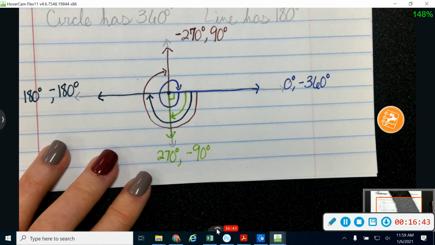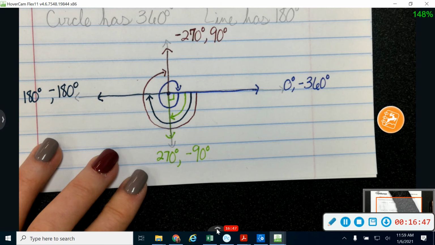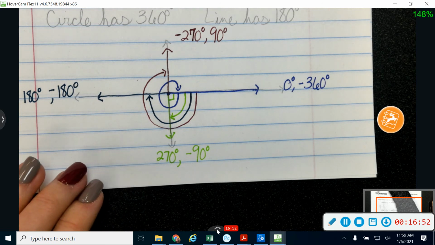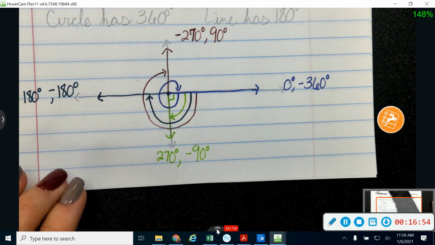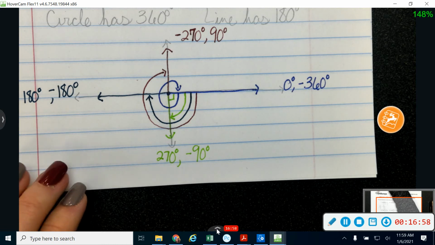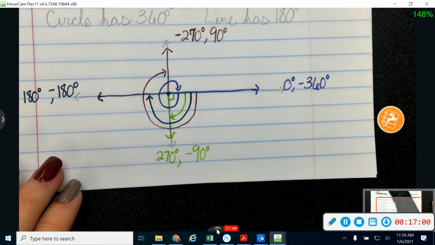Okay, and we can keep going. If I went around twice, I could call it negative 720. If I went around 3 times, I could call it negative 1080. You could keep going forever and ever. They all have an infinite number of names. This is a lot to take in today.